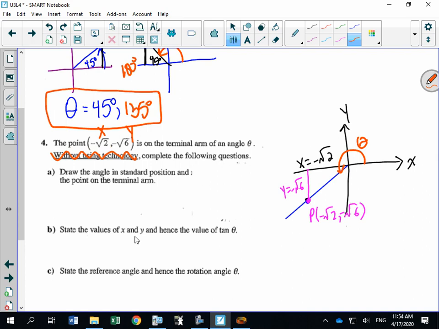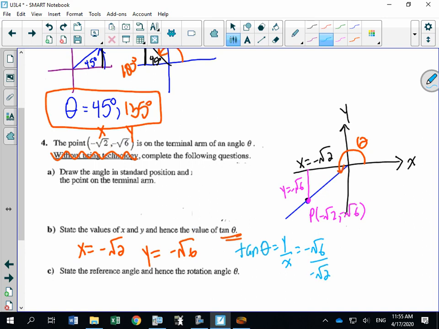B, state the values of x and y. Okay, x is equal to negative root 2, y is equal to negative root 6, and hence we could do the values of tan of theta. Tan of theta is y over x. Y is negative root 6 over negative root 2, and that would be the tan of theta.